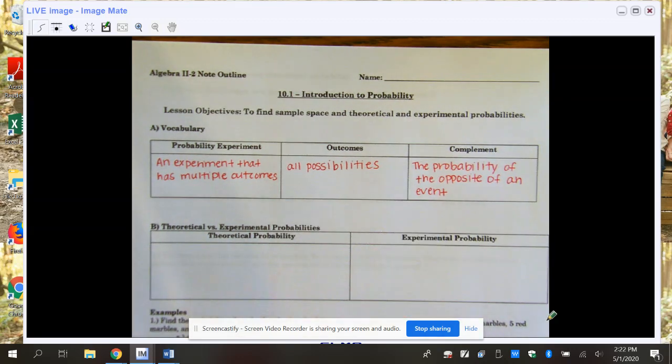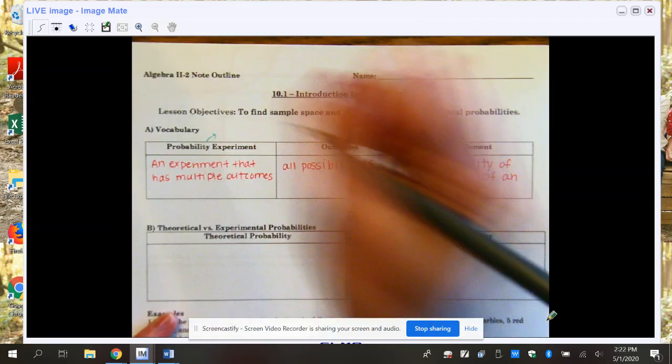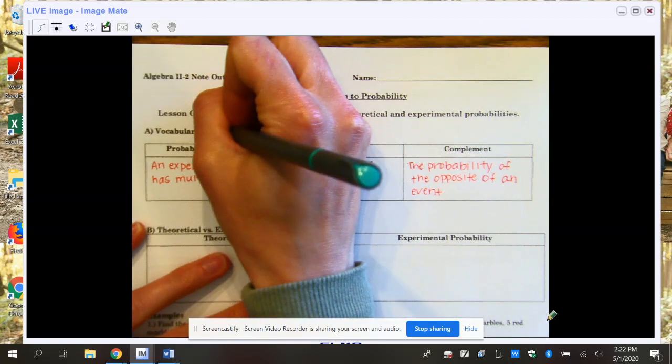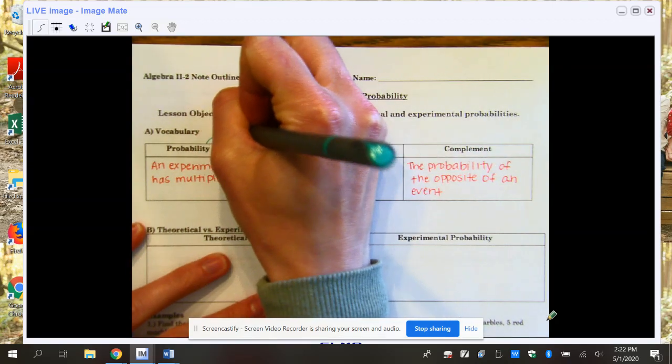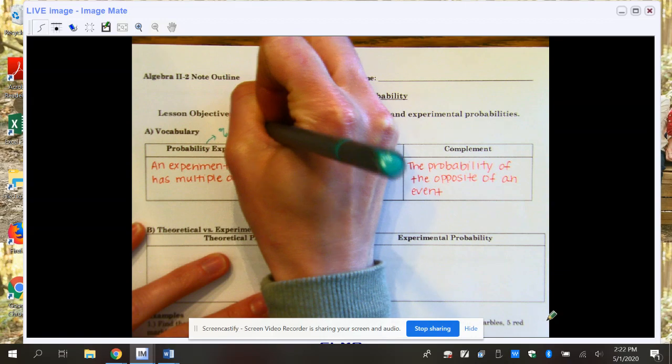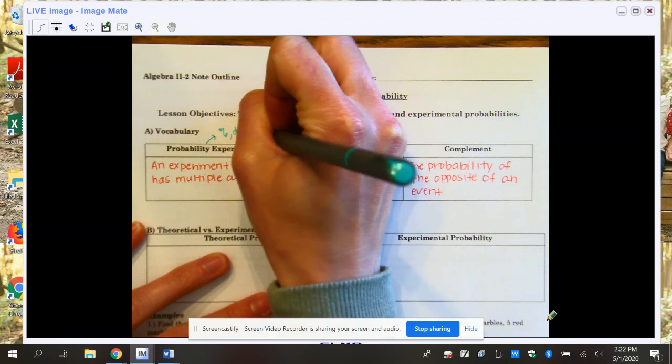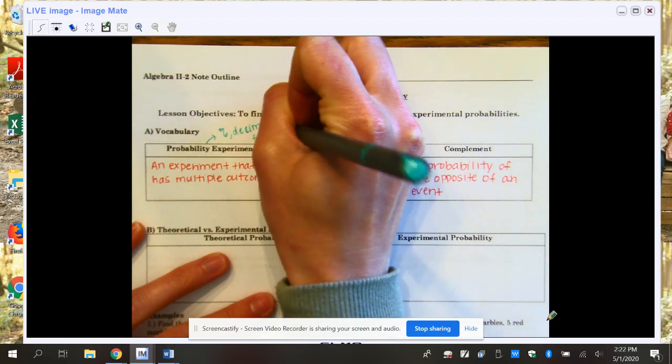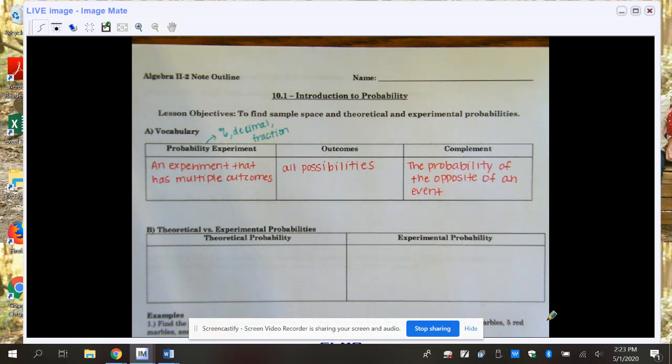So I already wrote a couple things down and I'll add to that as we talk about it. I'm sure you know what probability is. The general idea is just the chance that something will happen, right? The probability that it's going to rain is 20%, whatever. So probability can be expressed as a percent, as a decimal, or as a fraction.